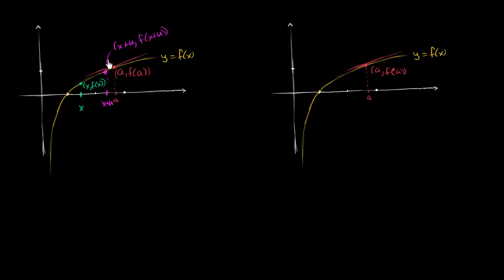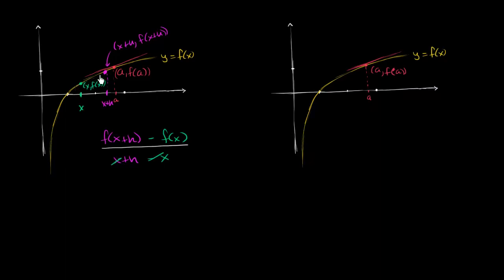So that would be your change in your vertical, which would be f of x plus h minus f of x, over the change in the horizontal, which would be x plus h minus x. X plus h minus x, and these two x's cancel. So this would be the slope of this secant line.